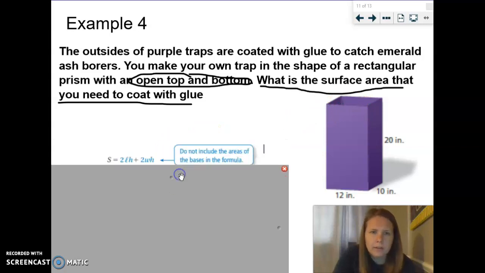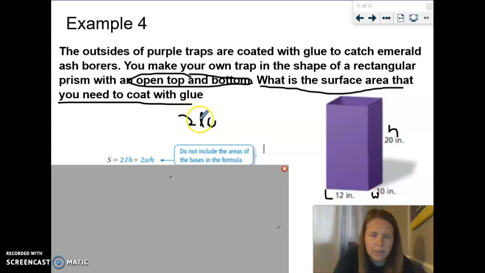So what I need to do is I'm going to use part of the formula we originally had. I'm only going to take this 2 times the length times the height. Your length in this case is this one, and your height. And then I'm only going to take the 2 times the width times the height, because I don't include the areas of the bases in the formula. Your bases are always going to be that 2 times length times width.